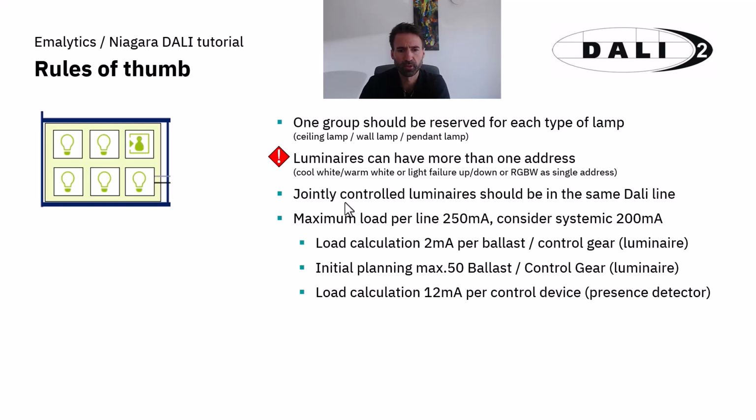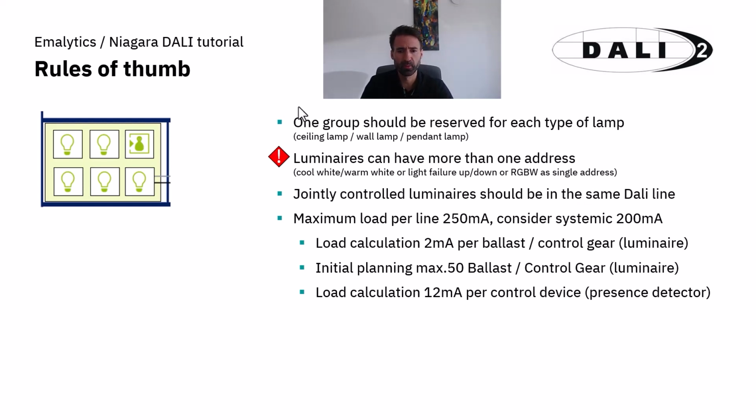The next thing we should consider is that jointly controlled luminaires should be on the same DALI line. It could cause problems when we use the absolute maximum of the DALI line, or when we put some luminaires into the first line and others into the second line and try to switch them at the same time. This could cause timing issues.